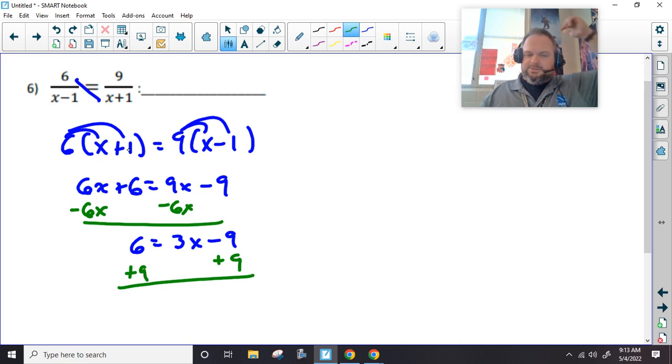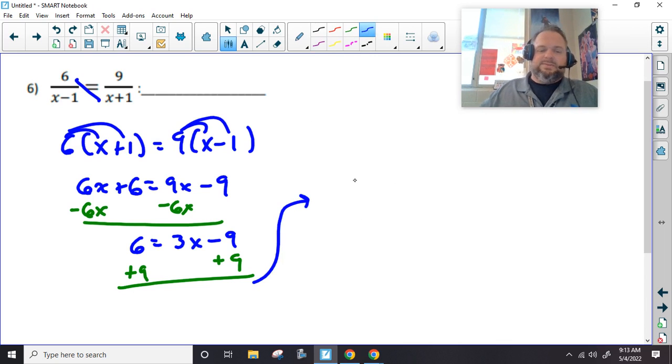Now, technically, after you distribute, there are 4 different ways to start this problem. This is how I solve it. It may be different than yours. As long as we get the same answer, and 6 plus 9 is not 12, I'm good. I'm not saying you have to conform to the way of the J. Stick with what works for you.